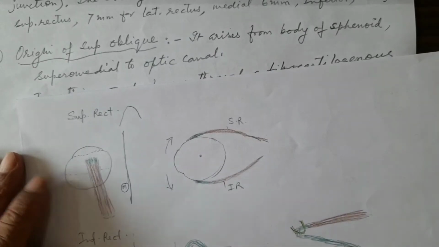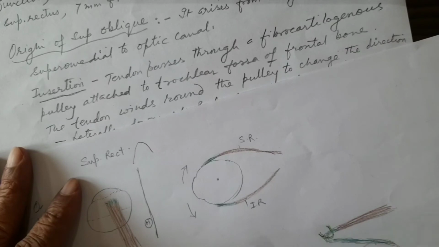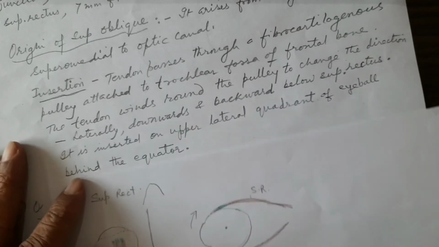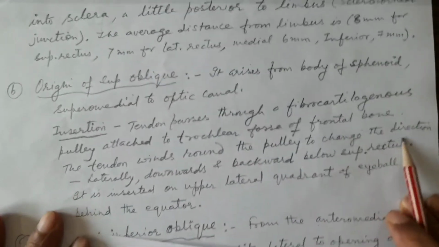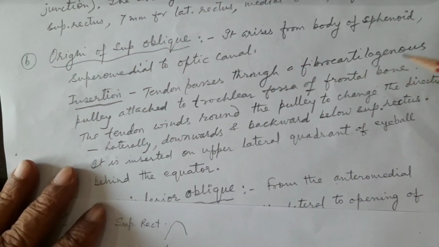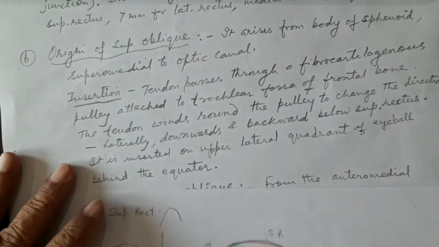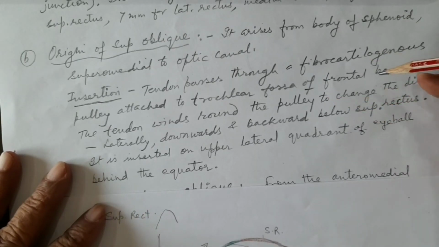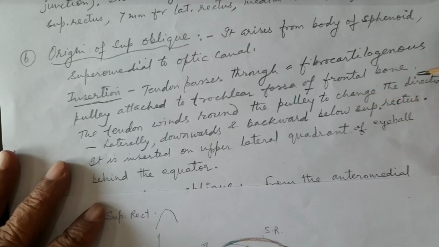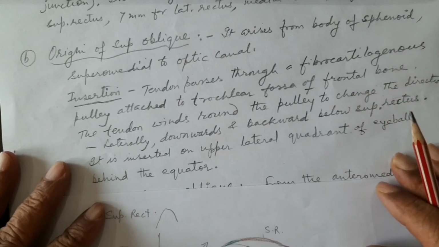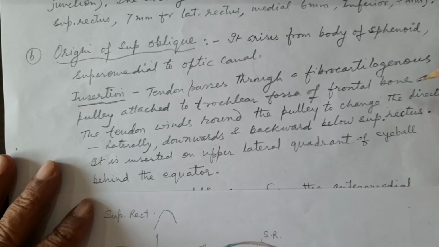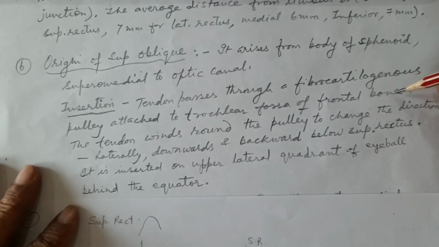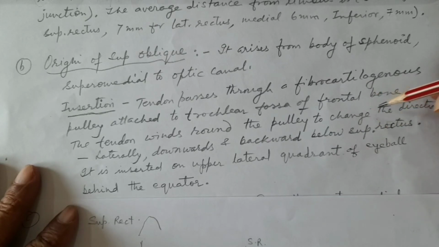Just near the orbital opening, near its superior angle where the trochlear pulley is, the tendon will pass through the fibrocartilaginous pulley. It is a fibrocartilaginous pulley, not a pure fibrous pulley, attached to the trochlear fossa of the frontal bone, which I have shown you in that diagram. That is, there is a depression called the trochlear fossa, where this pulley is attached near the supromedial angle of the orbital opening. And then this tendon will wind round the pulley to change the direction.